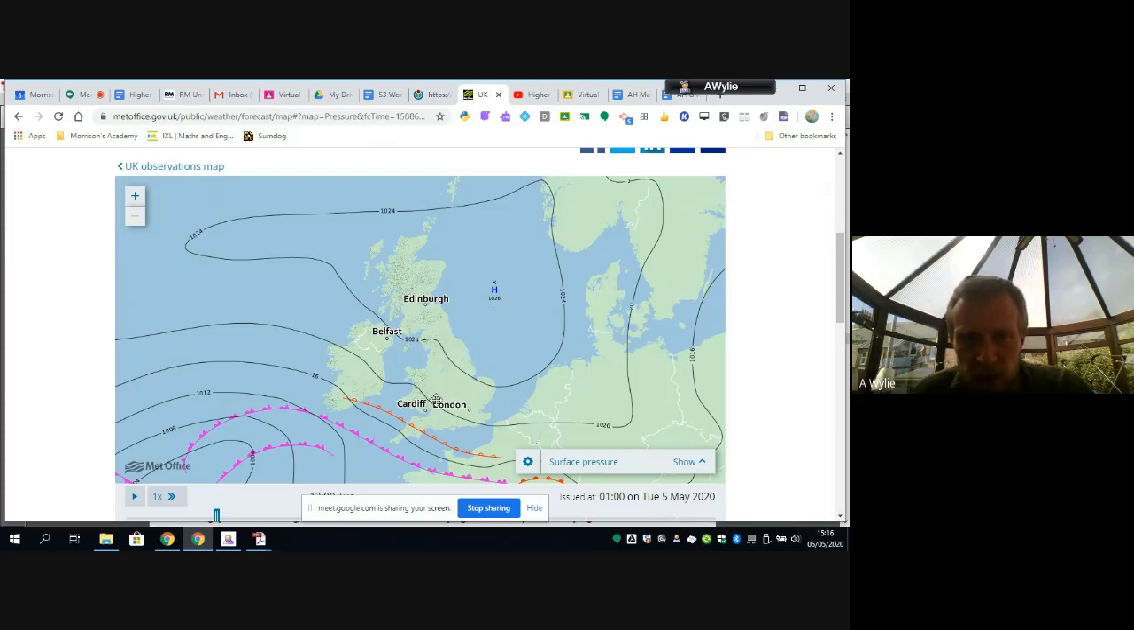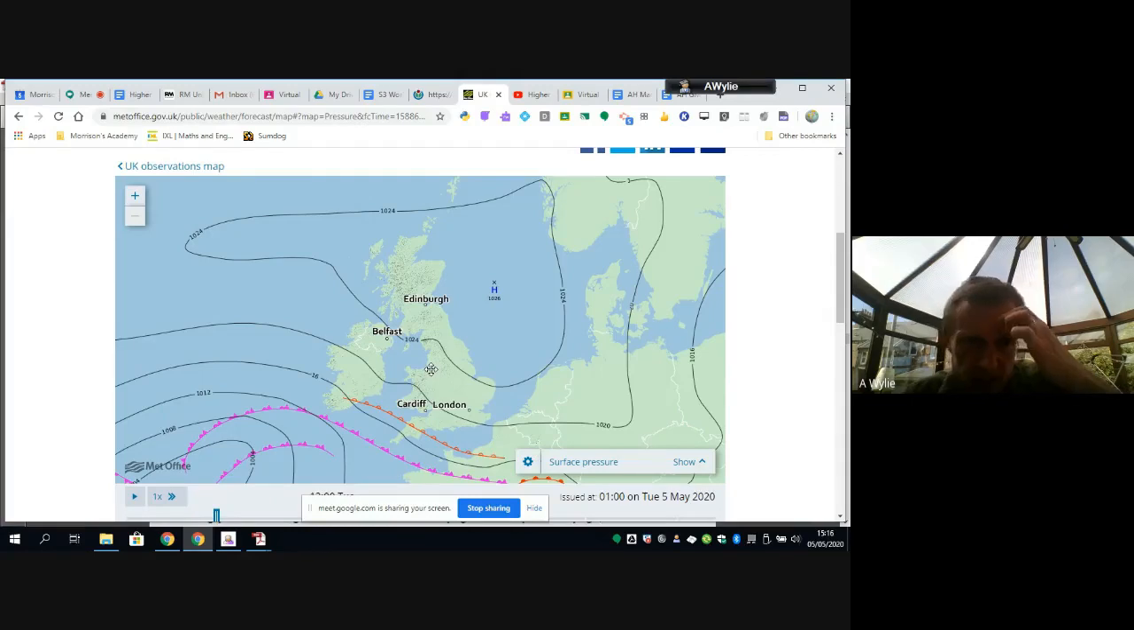If we move down here towards London and Cardiff, we can see another of these lines, 1,020. And that line shows us that's the air pressure in this area. Therefore, everywhere between this line and this line is somewhere between 1,020 and 1,024. Now, remember, why do we need to know air pressure? Because air pressure tells us about the weight of the air. It tells us whether the air is going to be cloudy or not. It also tells us about the way winds are traveling.